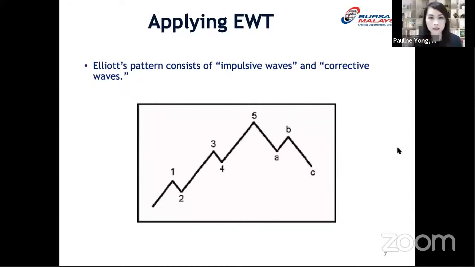There's no right or wrong, because it's your personal preference. It has to be according to your personality. If your personality prefers the impulsive wave, then you just trade according to your preference. Definitely no right or wrong. Any of these waves are good.